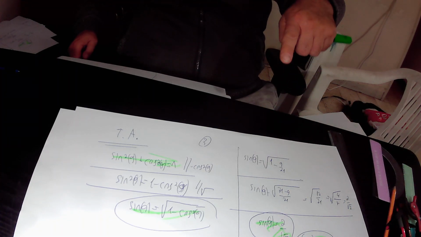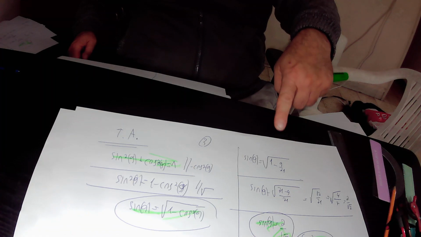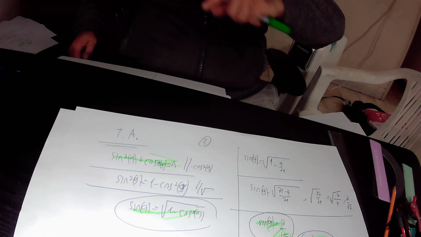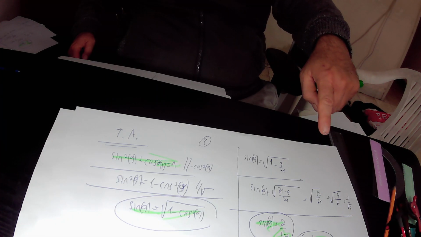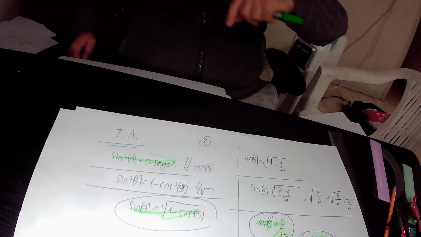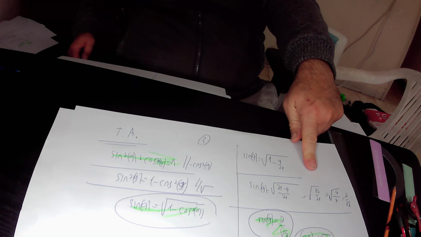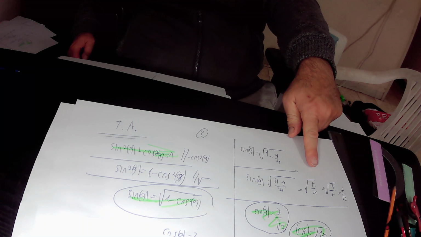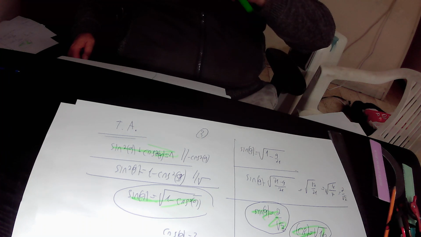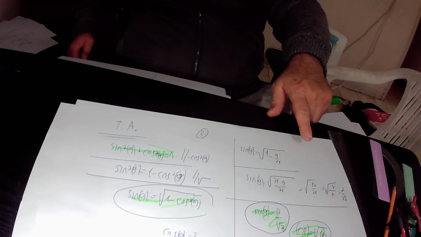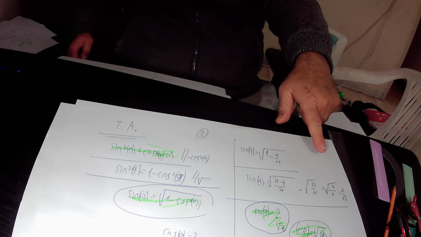So this is 1 times (21 minus 9) over 21. Sine alpha equals the square root of (21 minus 9) over 21. 21 minus 9 is 12 over 21. We divided both the numerator and the denominator by 3. 12 over 3 is 4, and 21 over 3 is 7. So in total we found that sine alpha equals the square root of 4 over 7.